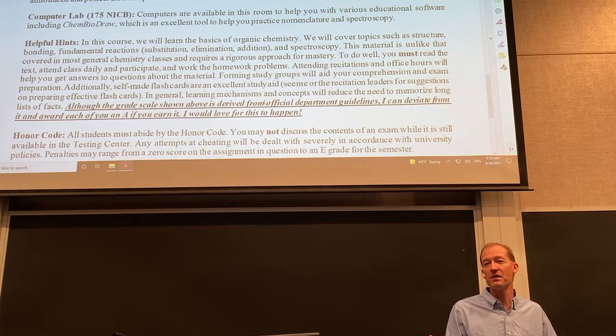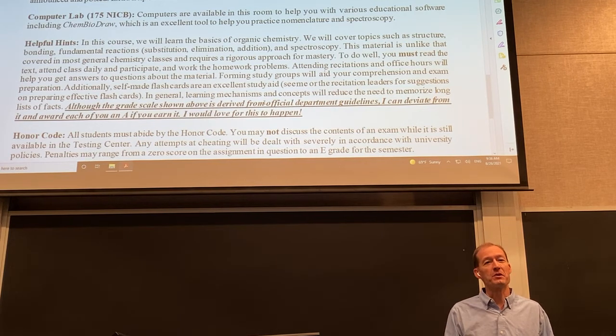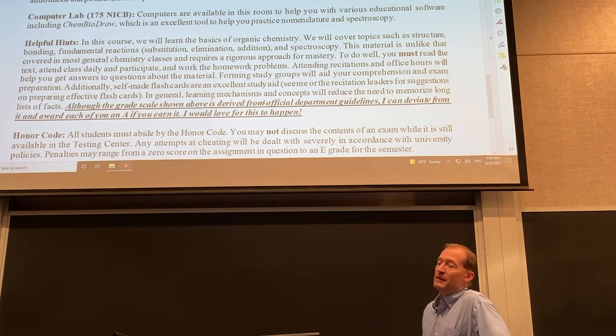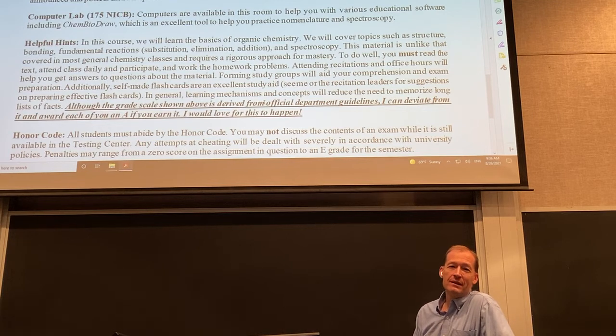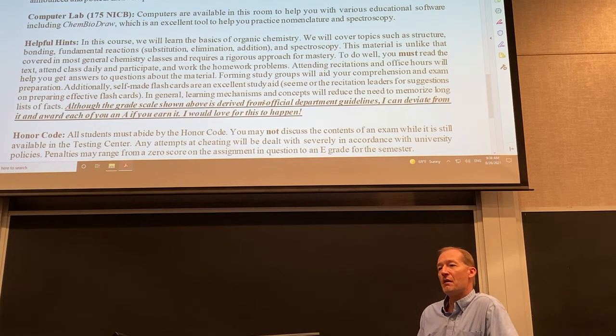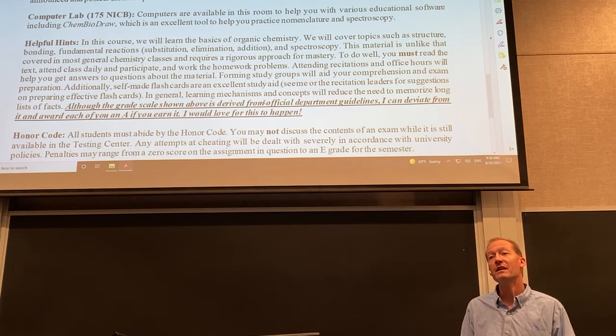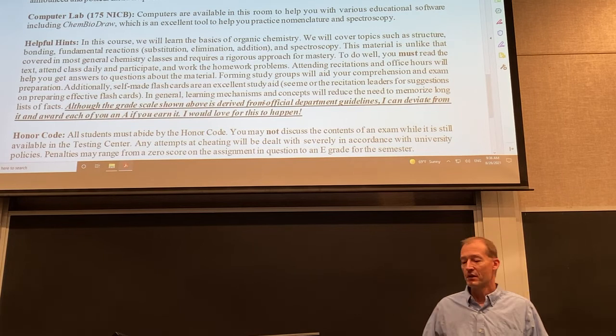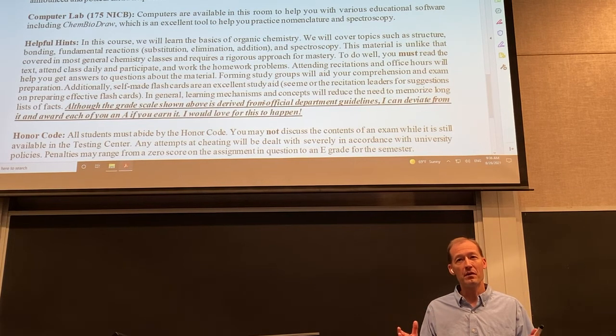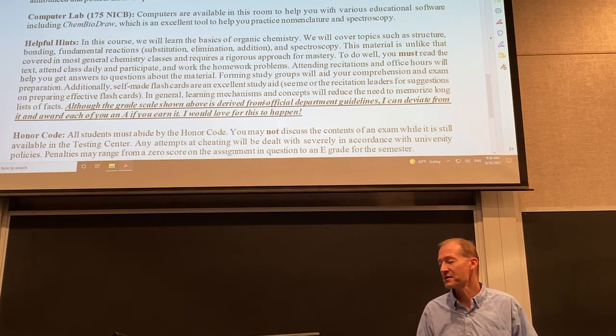So everybody wants to know, what do I need to do to get an A in organic chemistry? Well, there's no magic formula. There is a simple formula. That simple formula involves reading the textbook. We have an excellent textbook. You need to take advantage of it. Read the textbook. Read the sections that we're going to cover before coming to class.